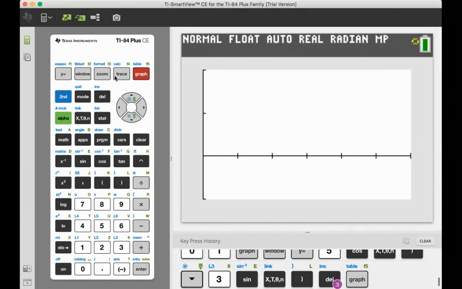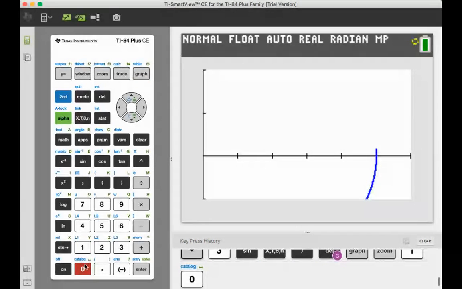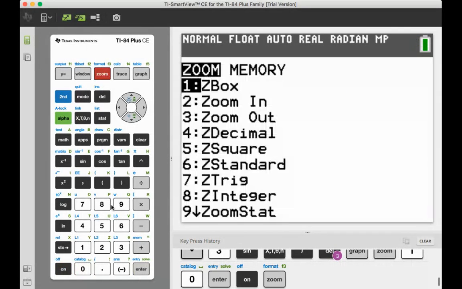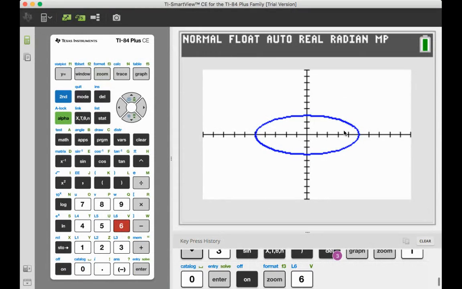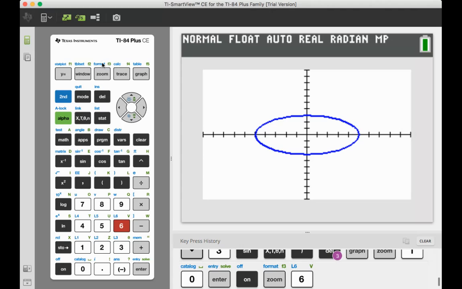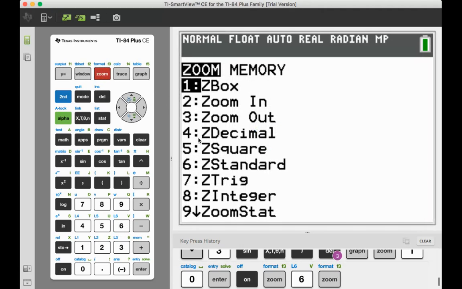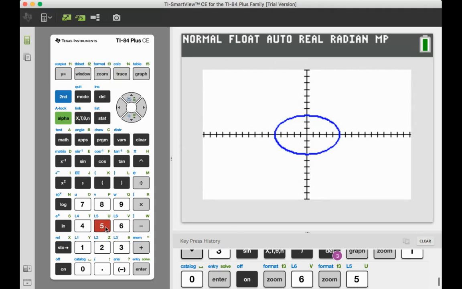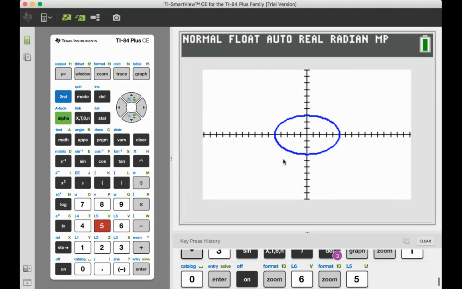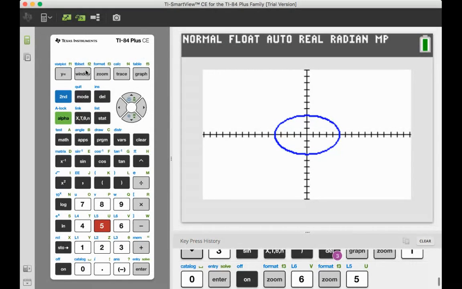Now, we're not zoomed in correctly, so I might go back and hit zoom 10. Oops, I think I hit zoom out. I'll hit enter to stop it. I'll go zoom. Standard is 6. So we see that ellipse. Now, we also want that to be in a square mode potentially. So you might want to hit zoom 5. That gives us a more accurate depiction of the ellipse.